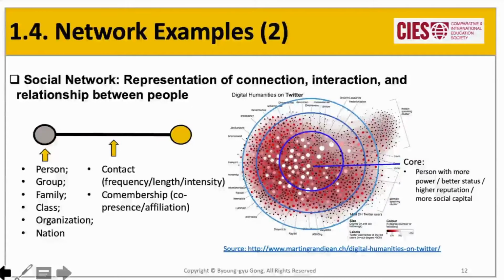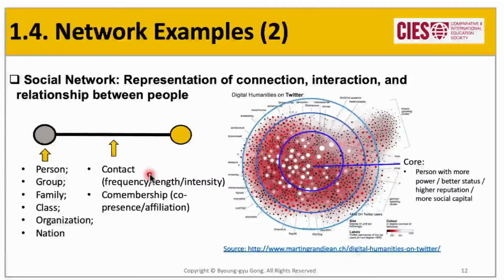The social network represents connection, interaction, and relationship between people. The vertex means a person, group, family, class, organization, or even nation. In the social network, unlike other physical networks such as the power grid or neural net, an edge mostly indicates an invisible and abstract connection between people, such as contact, affinity, or co-membership. The social network has usually been a small-sized network, centering around each key person in a small group or organization, which is called an ego network.